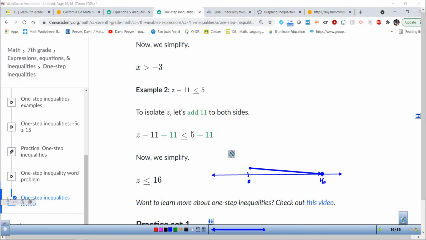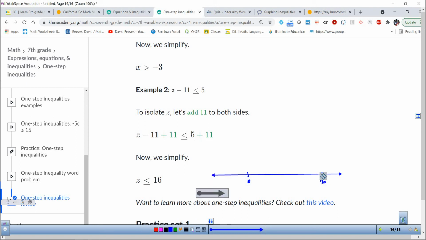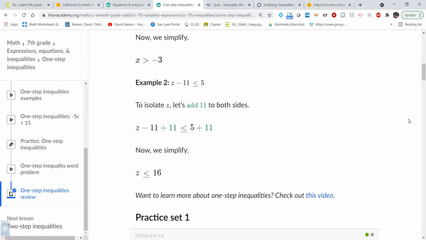Oops, that wasn't what I wanted, was it? All right, let me try this one. Start here and go that way. All righty. And there is my graph of x is less than or equal to 16. Notice it is a colored in circle. It's a solid circle because all of these numbers here are less than 16, but 16 is equal to itself.